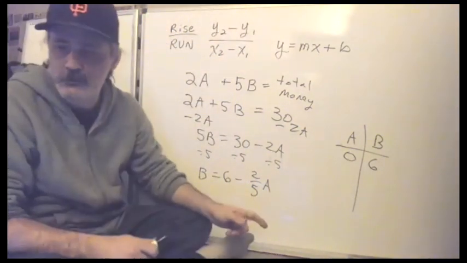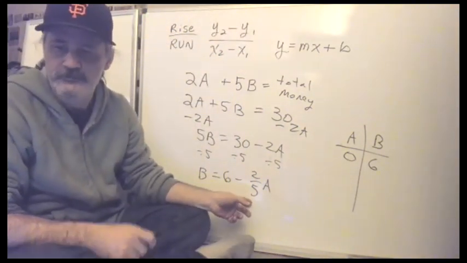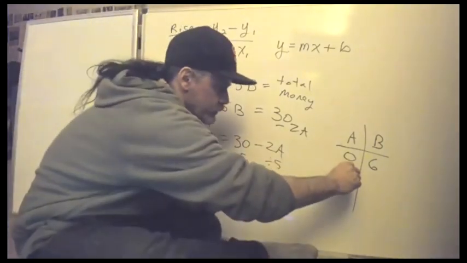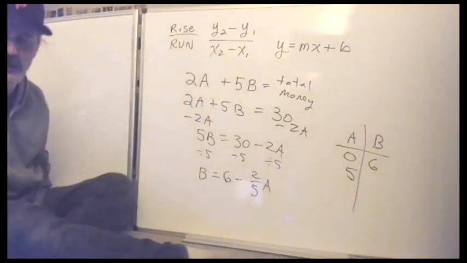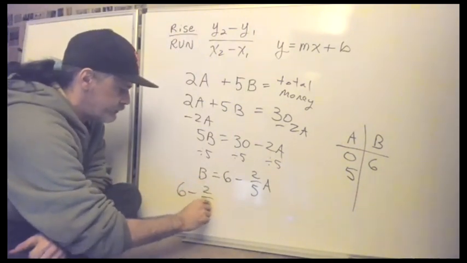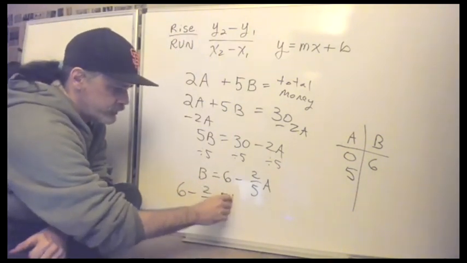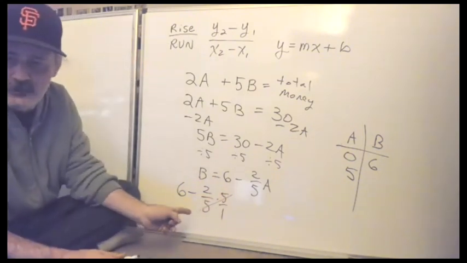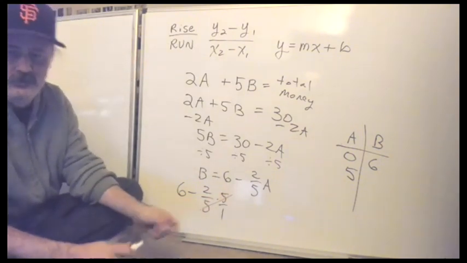Now what's the next multiple of 5? 5. And then notice what happens when we replace the A with 5. Put a 1 under that, we can simplify. We get 6 minus 2, which is 4.